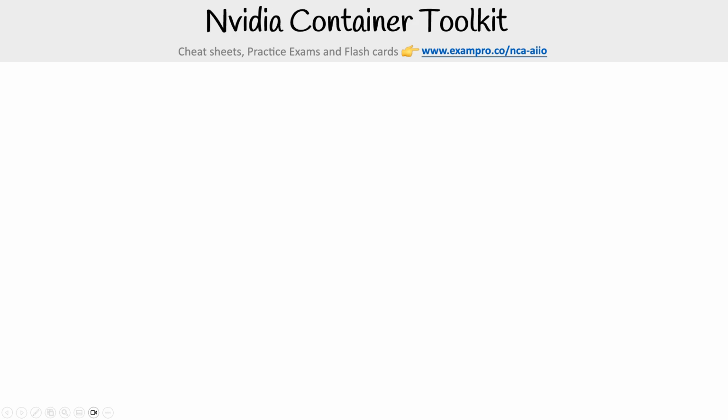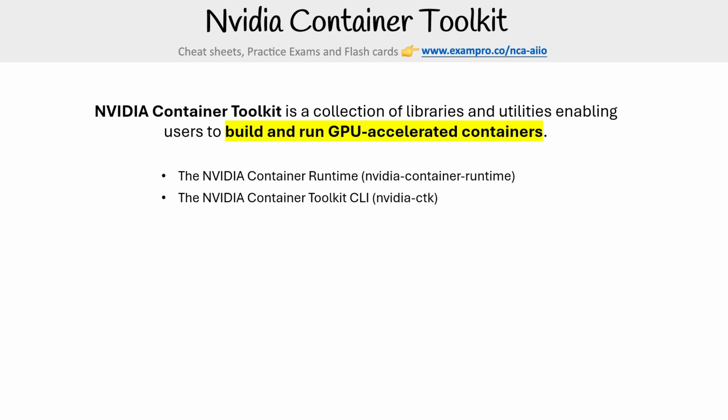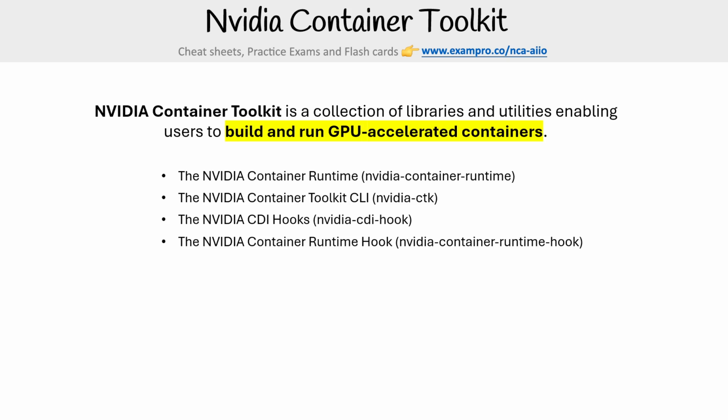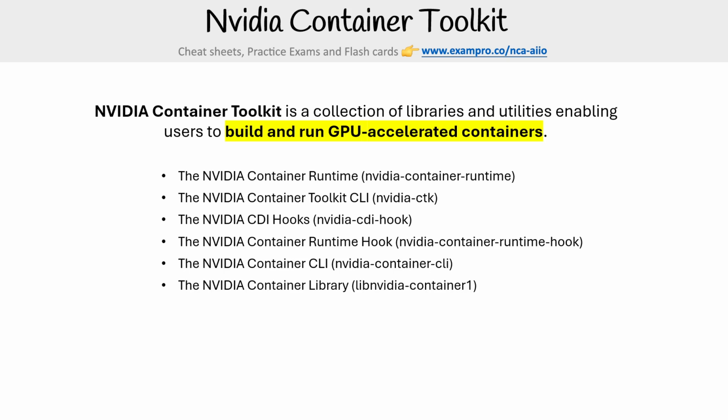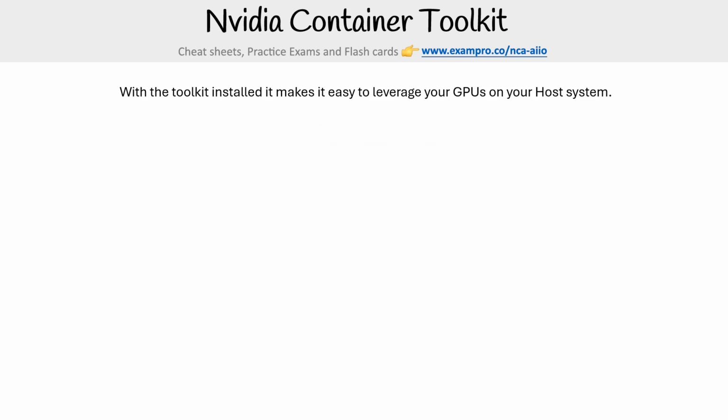All right, let's take a look here at the NVIDIA Container Toolkit. This is a collection of libraries and utilities enabling users to build and run GPU-accelerated containers. This toolkit contains the container runtime, the toolkit CLI, the CDI hooks, the container runtime hook, the container CLI, and the container library. A bunch of things collected in there. You don't need to remember them all, but just know that there are multiple things in there when you are using it practically. When you have this toolkit installed, it makes it really easy to leverage the GPUs on your host system.